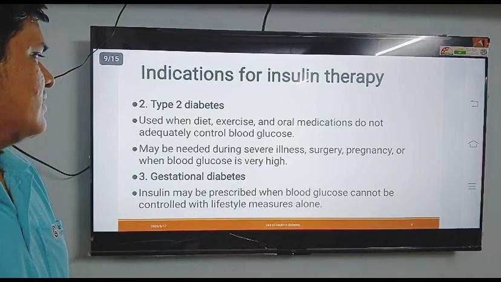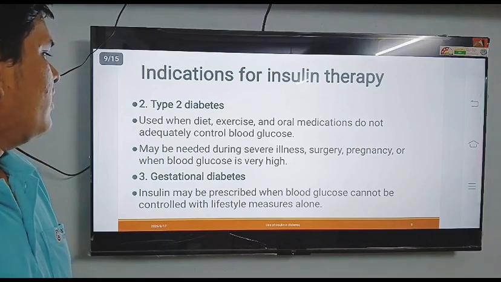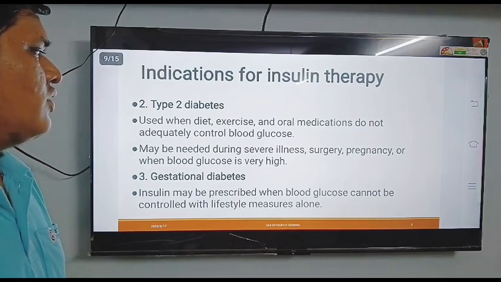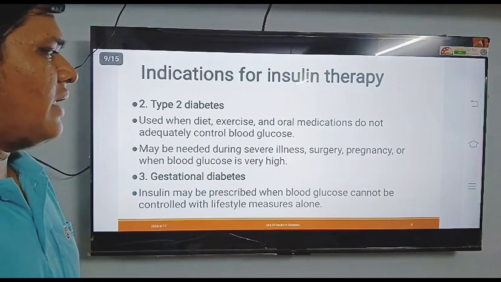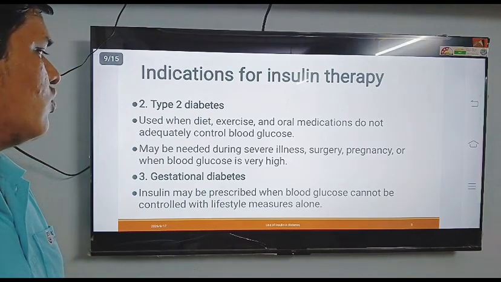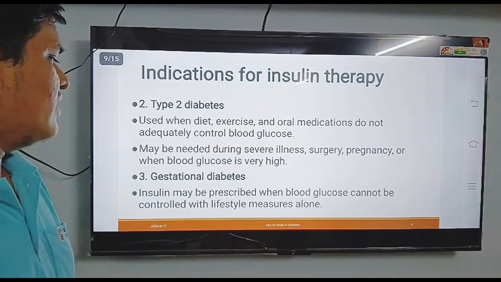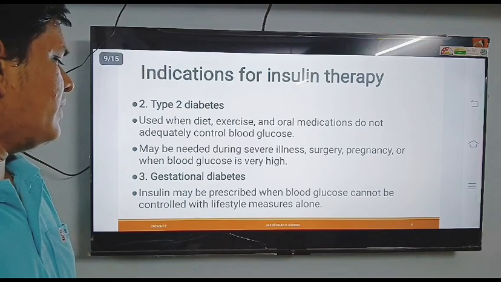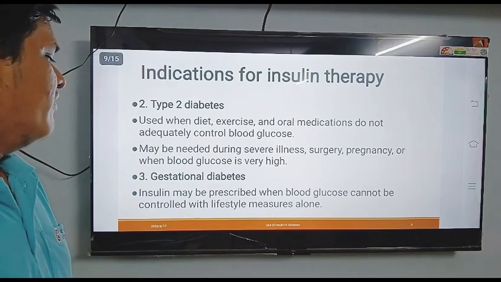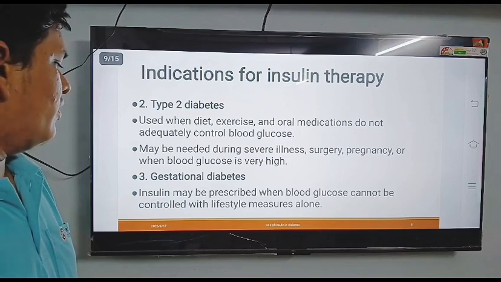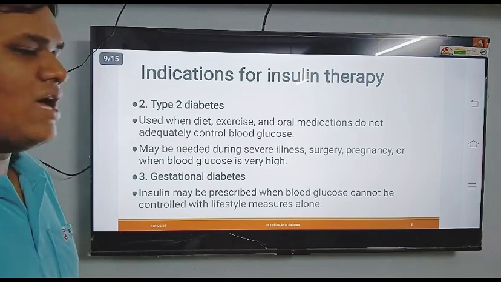Type 2 diabetes: used when diet, exercise and oral medications do not adequately control blood glucose. It may be needed during severe illness, surgery, pregnancy, or when blood glucose is very high. Gestational diabetes: insulin may be prescribed when blood glucose cannot be controlled with lifestyle measures alone. So it is included in gestational diabetes.